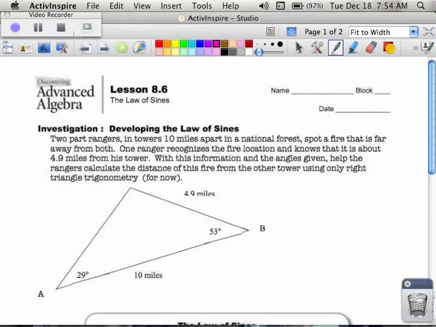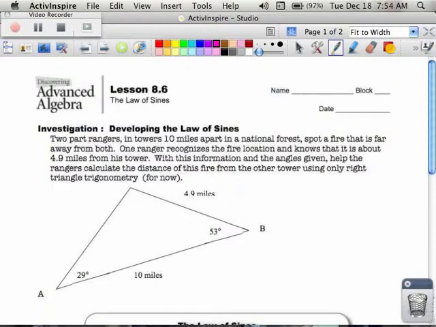We're going to talk about the law of sines. This whole unit, chapter 8, the three things that we're doing have to do with trigonometry. And this is kind of after the right triangle trigonometry with sine, cosine, tangent. There's probably the second most important thing, which is the law of sines.